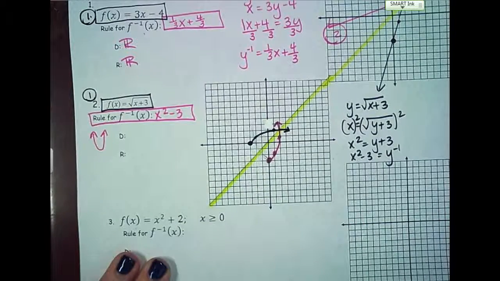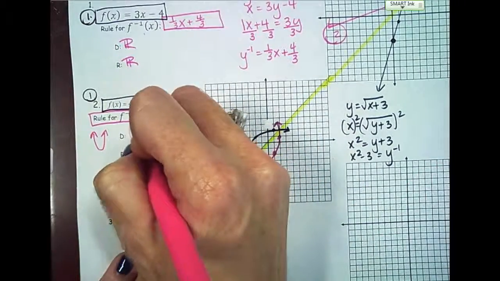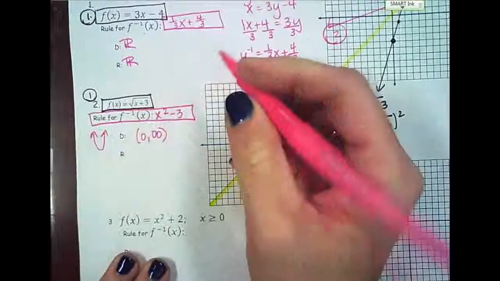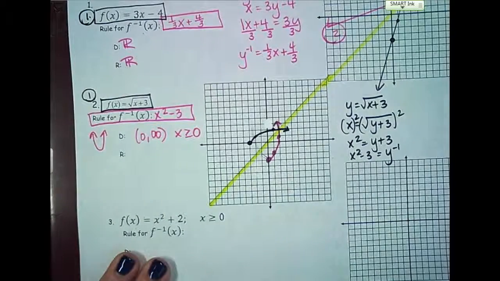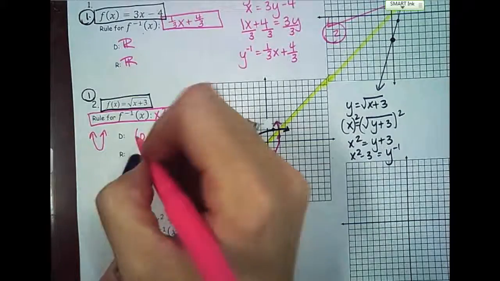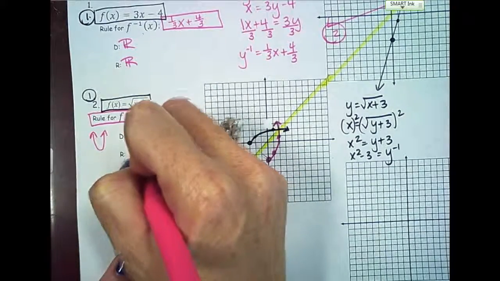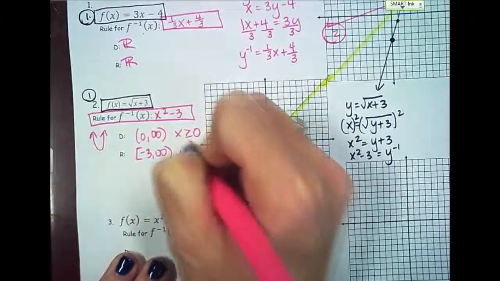Wait, domain. X's. You're going the wrong way. You're telling me ranges. What x value can I use? From 0 to what? Infinity? Or if you like it better, you can say x has to be greater than or equal to 0. Either way. What about my range? Good. You can say negative 3 to infinity, or y is greater than or equal to negative 3. That should be a bracket.